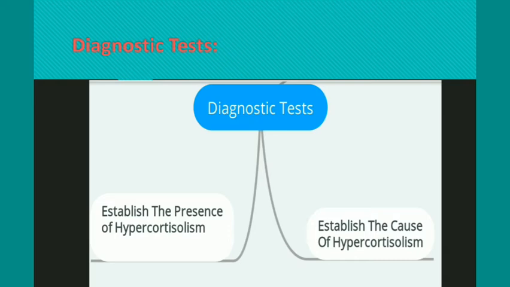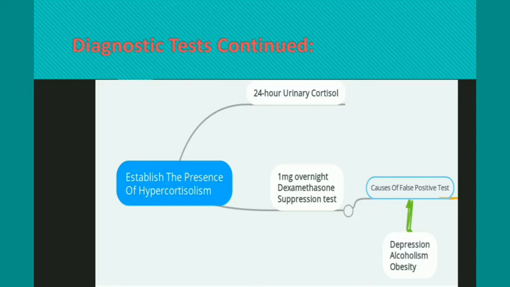How will you investigate Cushing syndrome? There are 2 types of tests. First, to establish the presence of hypercortisolism, and second, to establish the cause of hypercortisolism. To establish the presence of hypercortisolism, the best initial test is 24-hour urine cortisol level. Elevated 24-hour urine cortisol confirms hypercortisolism.